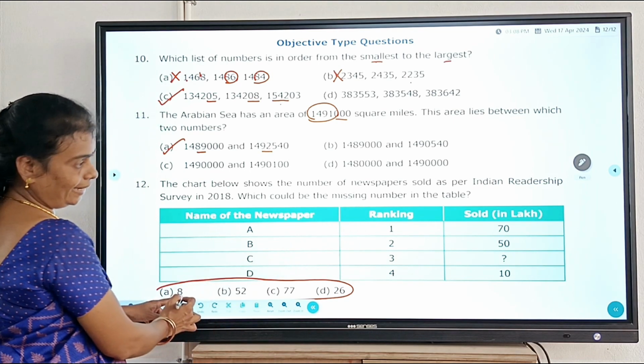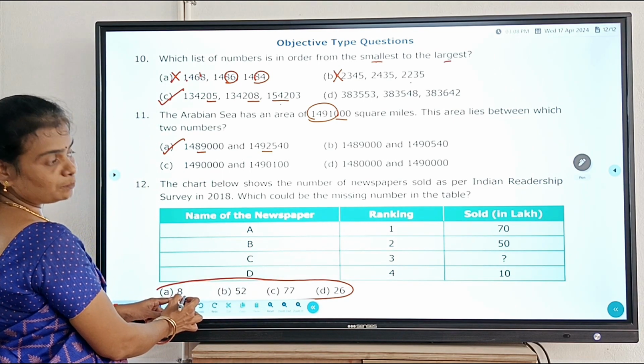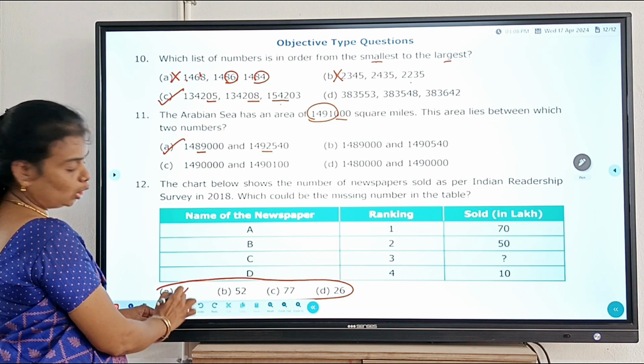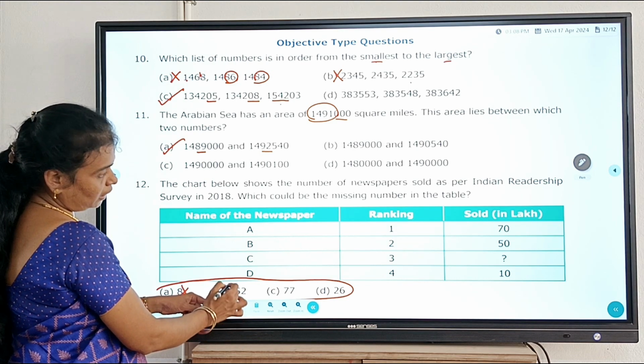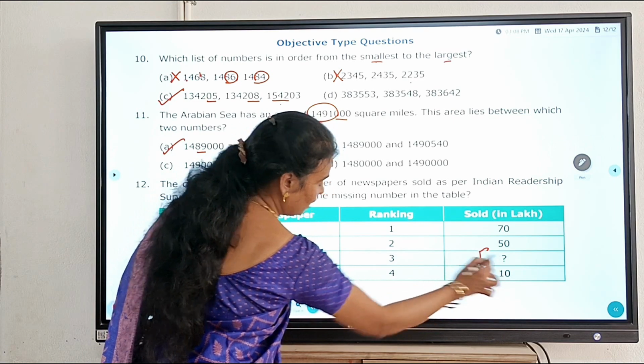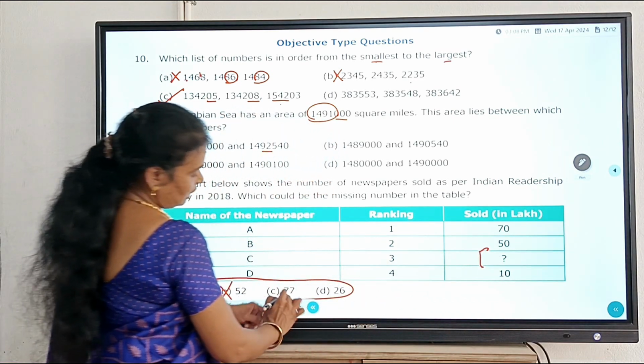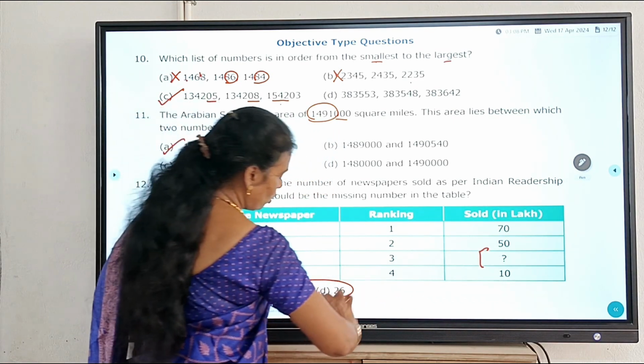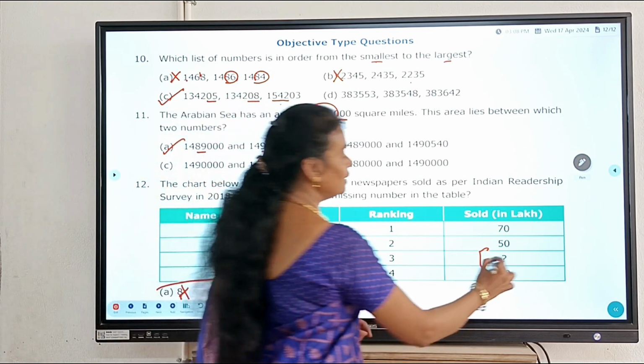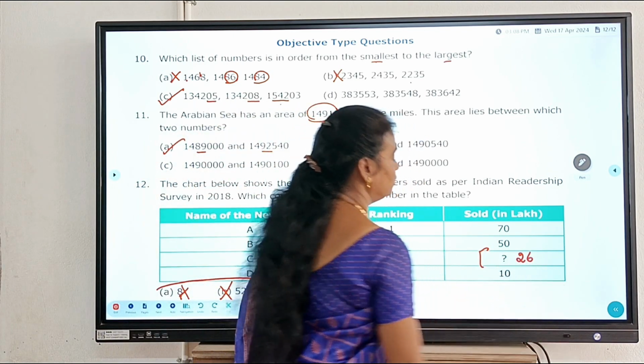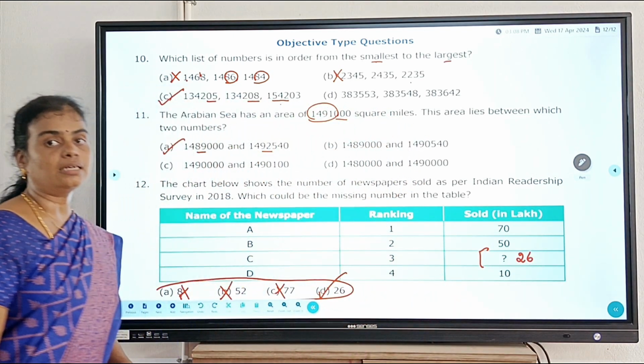So will 8 come in between 50 and 10? No. Will 52 come here in between these two numbers 50 and 10? No. 77 also won't come. So the option D, 26 has to be written here. So 26 is the right answer.